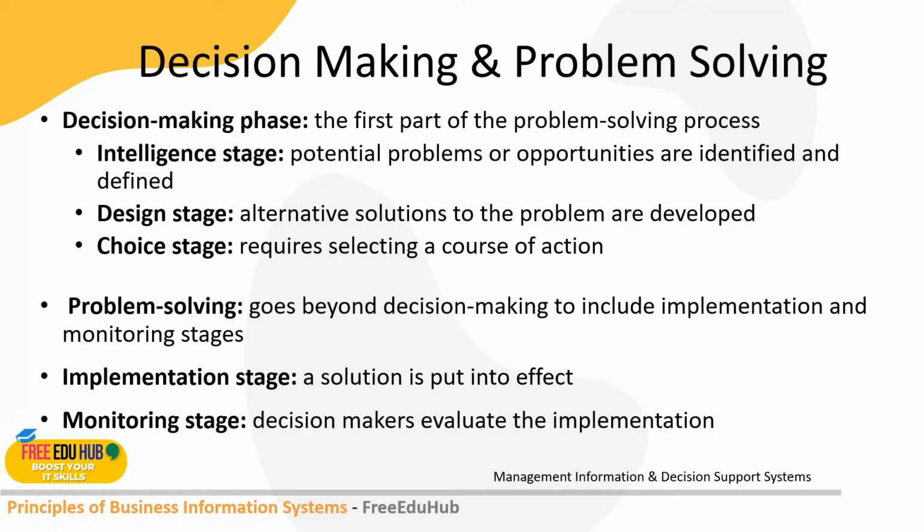Then we have a choice stage. The choice stage requires selecting a course of action. Now, if we follow the same example of the shipment of perishable items, we'll consider the choice, like if we are sending it by air, what would be the cheapest carrier, because there would be lots of different options in sending the items by air as well.